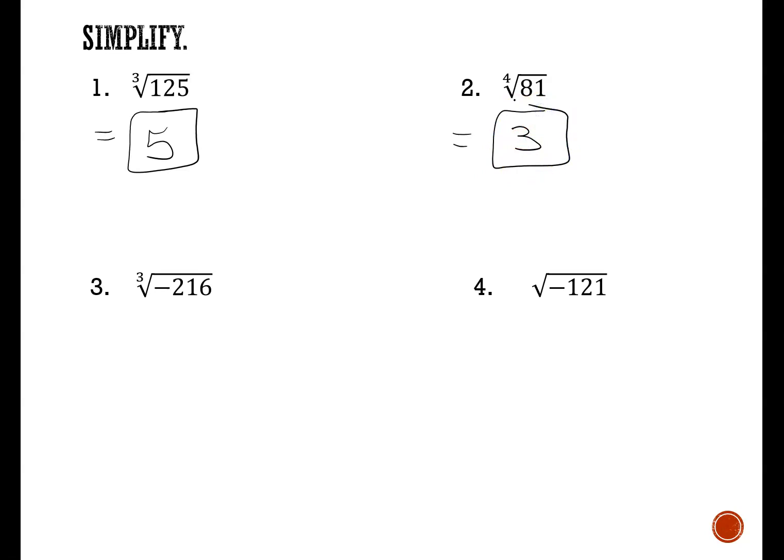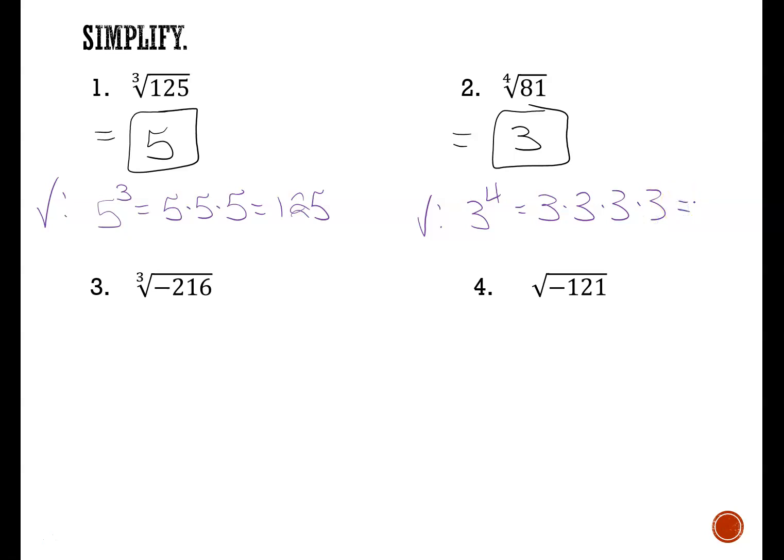Now, if you wanted to check these, let's put the check in purple. Let's check number 1. If my answer is 5, then that means 5 cubed should equal 125. So if you needed to work it out, you could, and you would find it does give you 125. Here on number 2, to check it, we would need to take 3 to the 4th power. So 3 times 3 times 3 times 3, and that does give us 81. This is 9 times 9, 81.